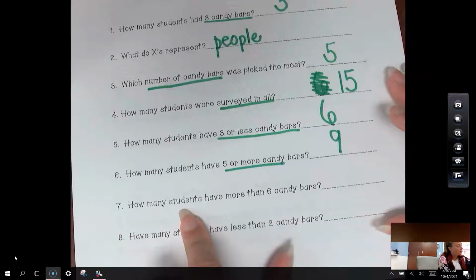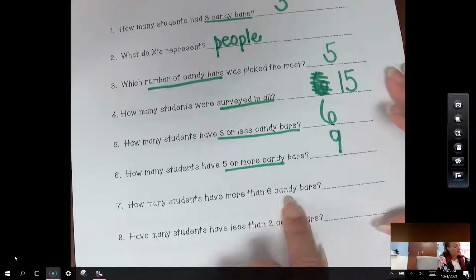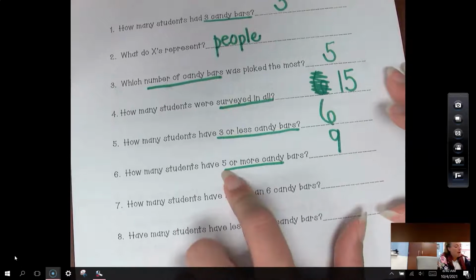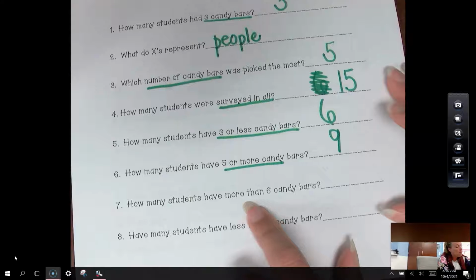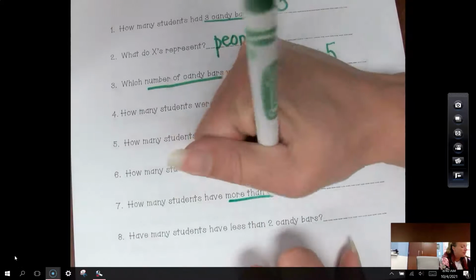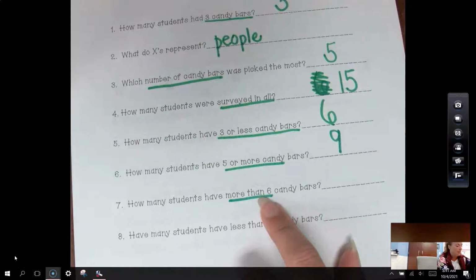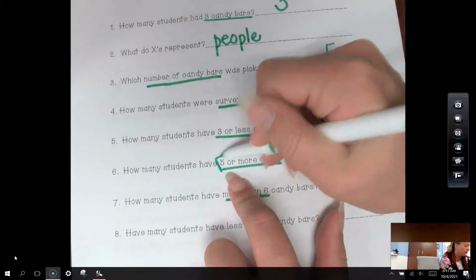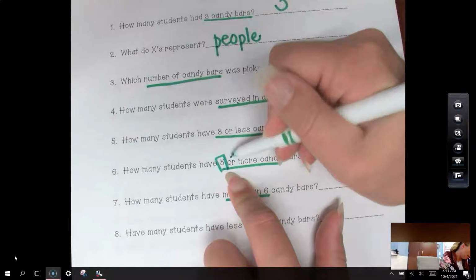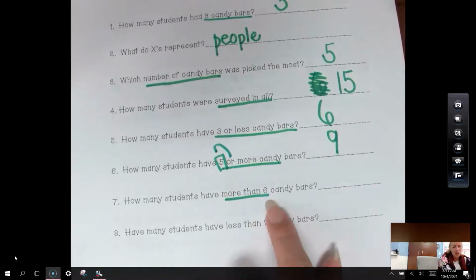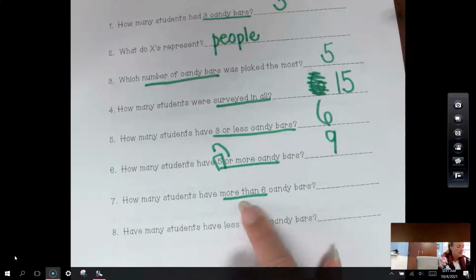How many students have more than 6 candy bars? Now, I want you to notice something. This said 5 or more. This one says more than 6. So we have to look at this differently. This one wants us to count the 5. When you see that word or, that means count the 5. Notice that this one does not say or, so we do not count the 6. This is more than 6.